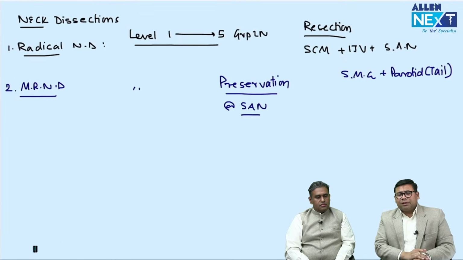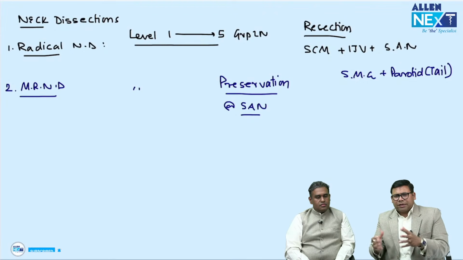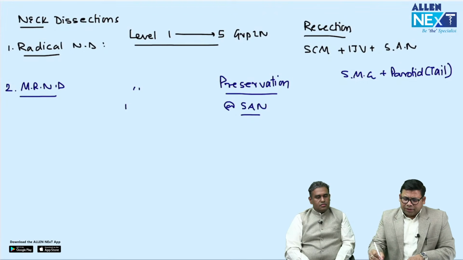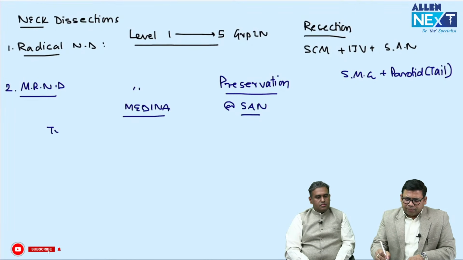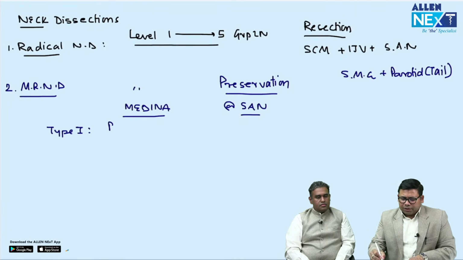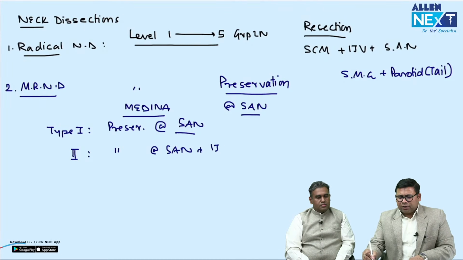It was later that there was an agreement, or a conference held in Medina, and according to this we have Medina's classification for MRND, where we have type 1 MRND. In type 1 MRND, you dissect level 1 to 5, but with preservation. If you go for preservation of the spinal accessory nerve only, that's type 1. When you talk about type 2, it's preservation of the spinal accessory nerve plus the internal jugular vein.